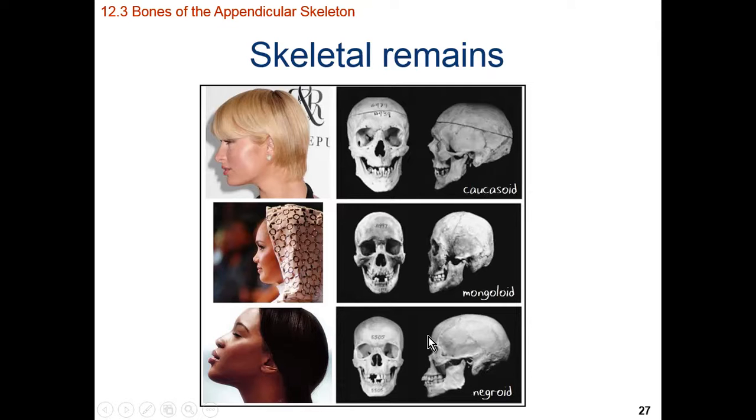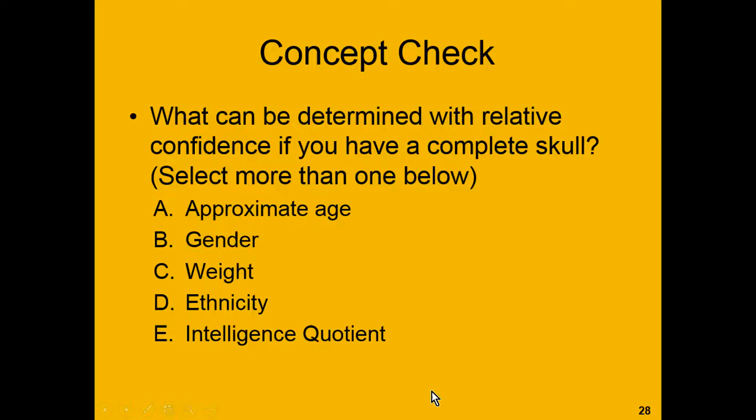And then individuals of Negroid descent typically are going to have the flat forehead, a slightly protruding nasal bone, and then a largely protruding maxillae and mandible.